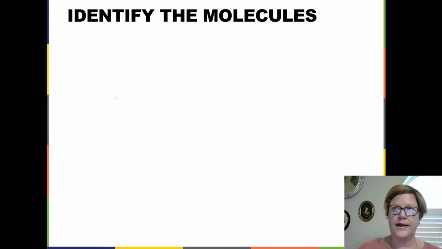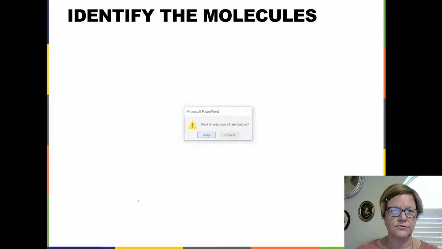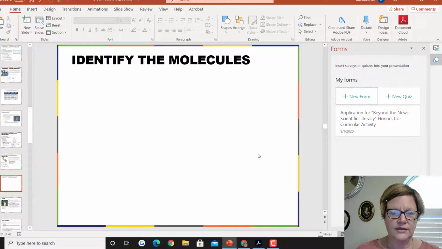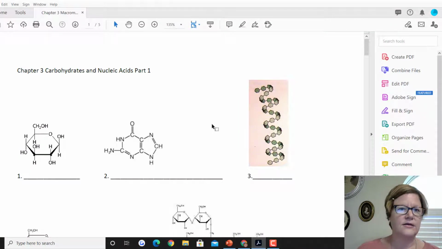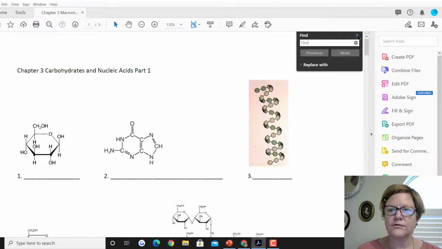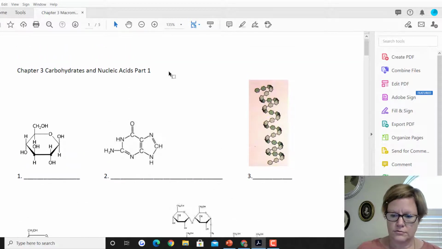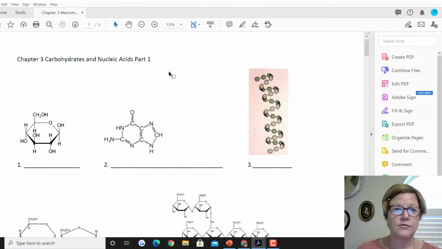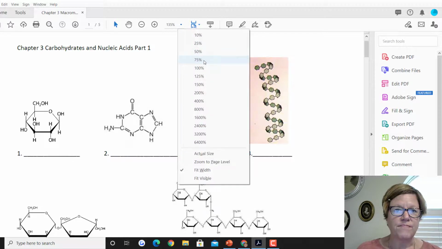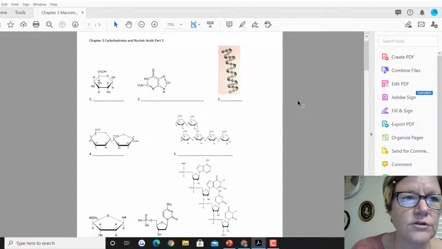Okay, so we're going to do a little practice on identifying the molecules. And I put up a little practice packet for you, which I am now going to go to. And the first page of the practice packet says Carbohydrate nucleic acids, part 1. Hang on. I just want to go back. No, I don't want to do that. All right. How do I zoom out? Oh, here we go. Okay, so let's say we're looking at this.